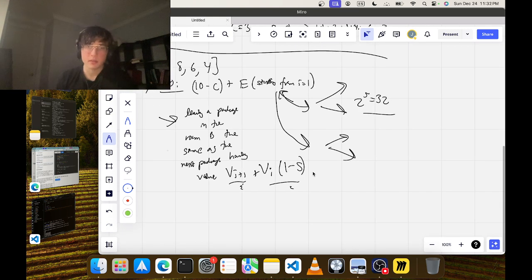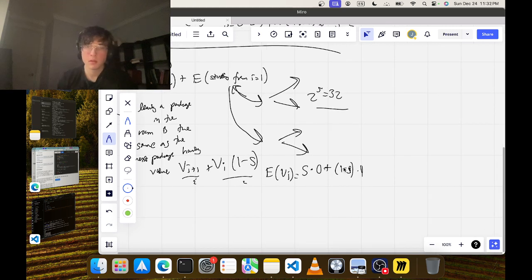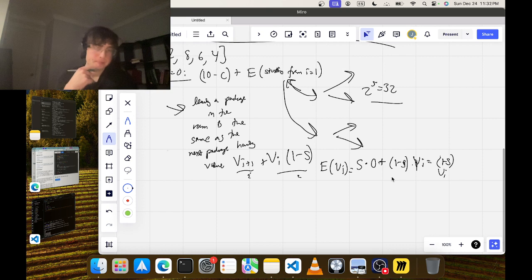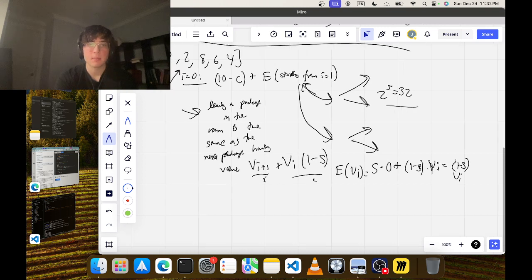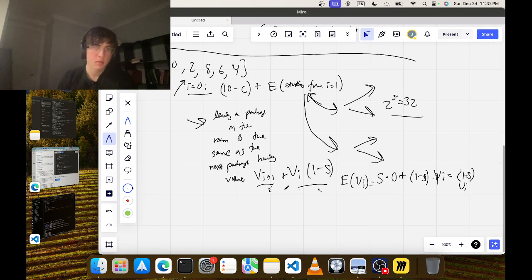I mean, we can say this: the expected value of package v_i is, with probability s, 0, so that's when the thief stole it, plus with probability 1 minus s, the package is still alive in the room, v_i. So therefore, this is 1 minus s times v_i, the expected value. The point I was trying to make here is that leaving a package in the room is the same thing as the next package having this value, right?